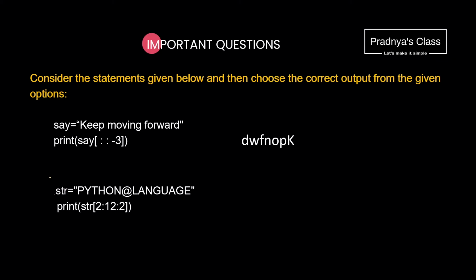If so, there is one more question based on slicing. Starting is 2, ending is 12 and step is 2. Ending is exclusive, means you will go up to 11. Step is 2 means you will skip one character in between. Alright then, let's start slicing.